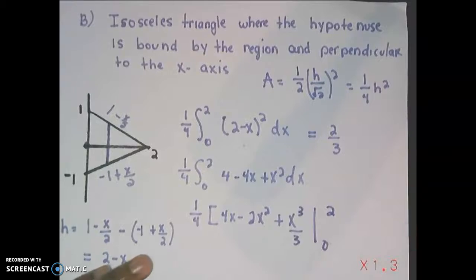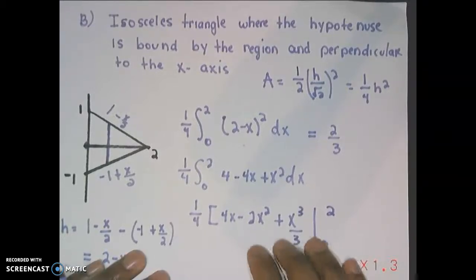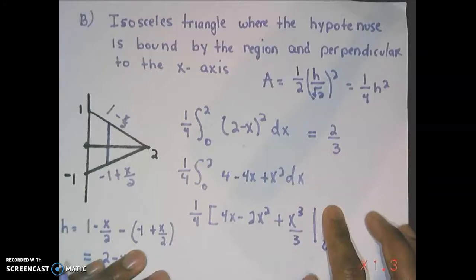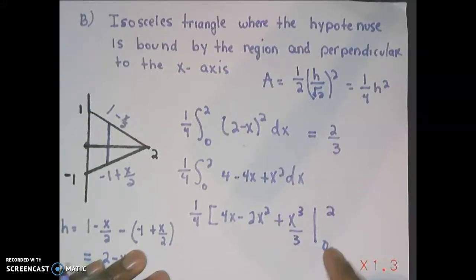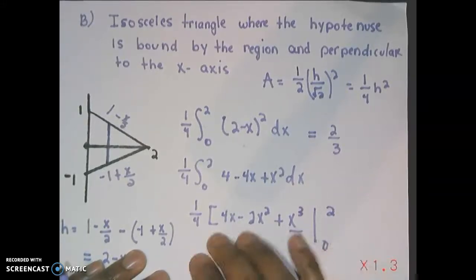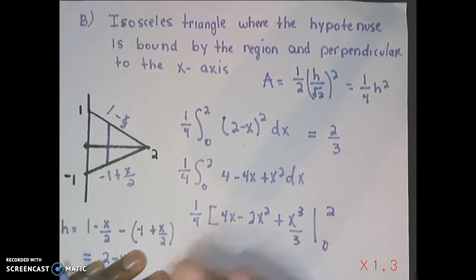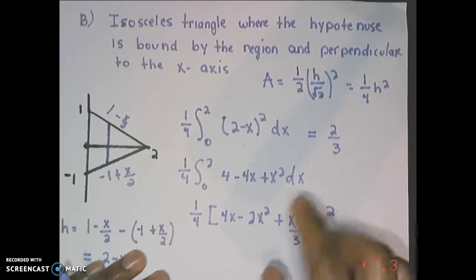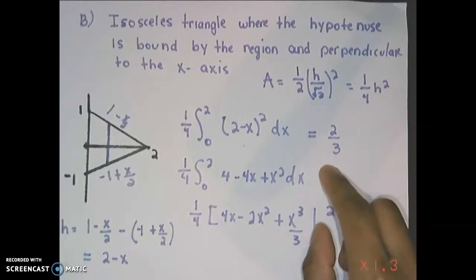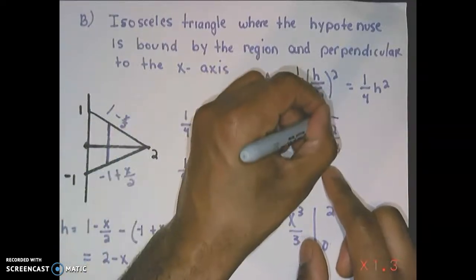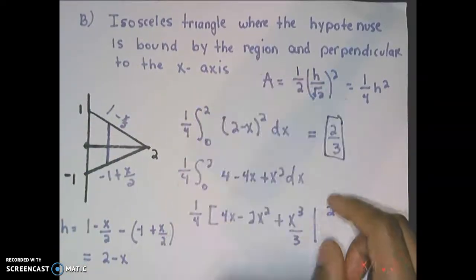I'm going to stop here because I feel like you can go ahead and plug in 2 everywhere you see an x. And then when you plug in 0, that side is just going to go away. Once you get through plugging that in, you should end up getting 2 over 3. That is the final answer for that.